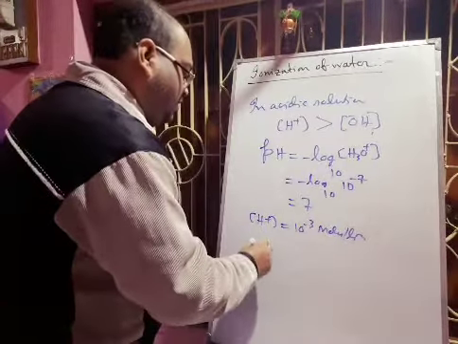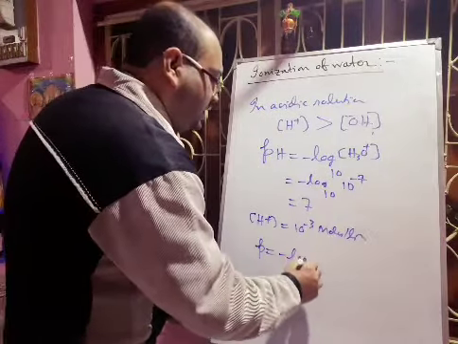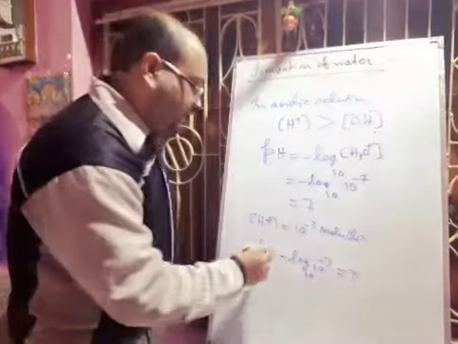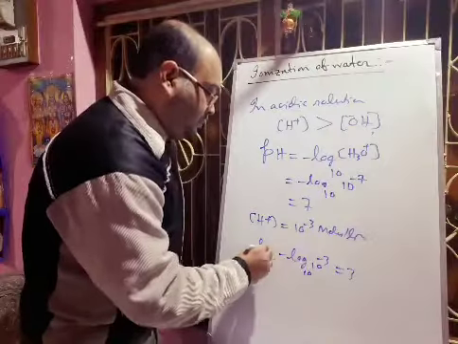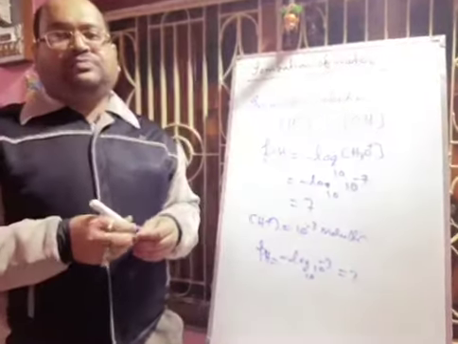Then the pH value will be minus log base 10 of 10 to the power minus 3. It is coming as 3. So the pH is 3.